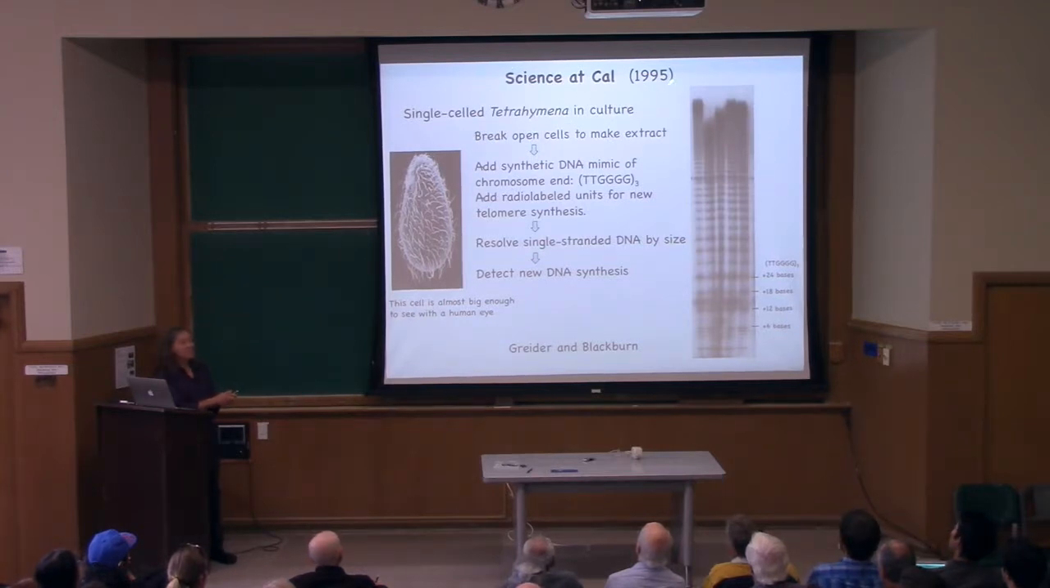So now we're at the end of this section, and I'm going to give you science at Cal. This is in 1995. This enzyme telomerase was discovered here by Carol Greider as a grad student in Liz Blackburn's lab when they were on this campus.